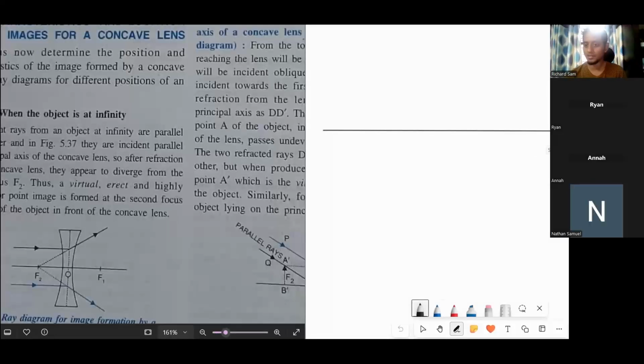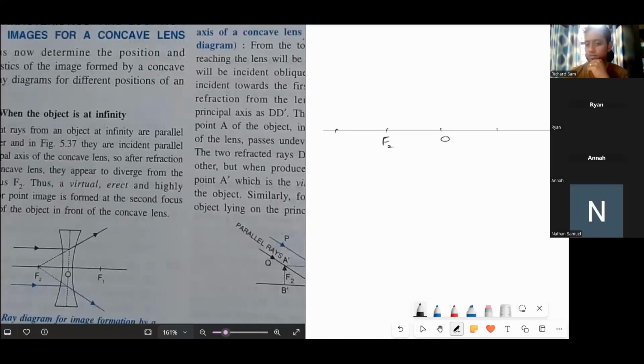You'll draw the line. What is this line called? The principal axis. On the principal axis, you will measure points with a 3 centimeter gap. Now on the left side, in the center we have O, which is the optical center. What do we have on the left side here? F1 or F2? F2. For a convex lens, the left side was F1, but for a concave lens, the left side is F2.